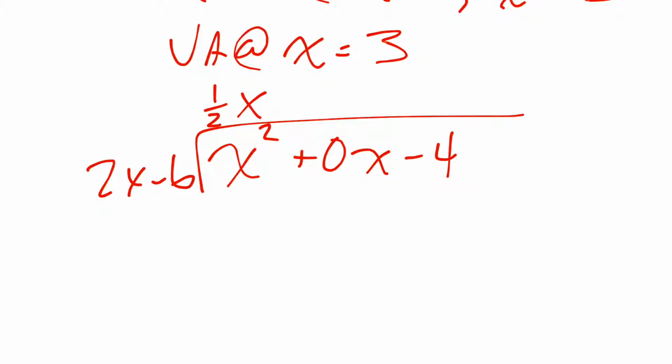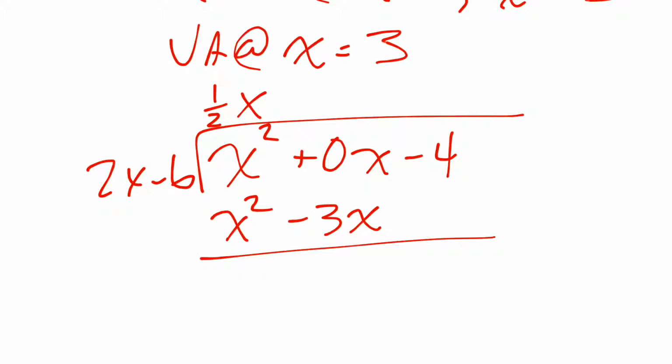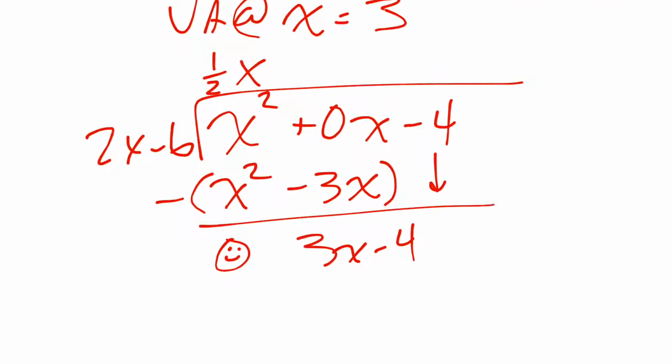1/2 x times 2x is x squared. So we'll get an x squared for our first term. And then 1/2 x times negative 6. Well, 1/2 times negative 6 is negative 3. So we get minus 3x right there. And now we subtract that entire thing, and we get our first term of 0, which makes us happy. And we get 0 minus negative 3x is the same as 0 plus 3x. So we get a 3x right there. And we drop that minus 4 down.